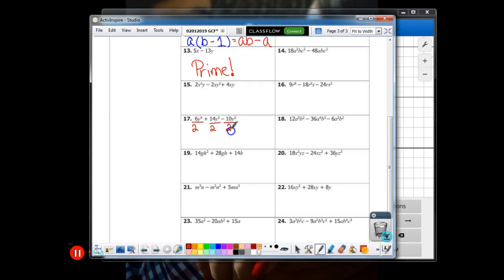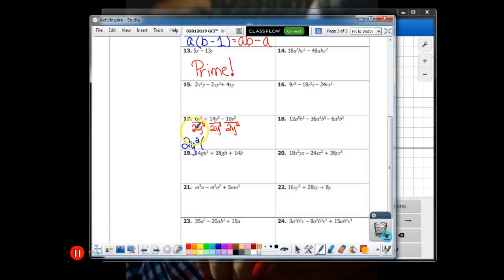Now I need to look at my variables. So this one's y to the 4th, y to the 3rd, and y squared. They all have a y, but I'm going to divide by the one with the smallest exponent, and that is a 2. So I'm dividing by 2y squared. Let me put the 2y squared outside.